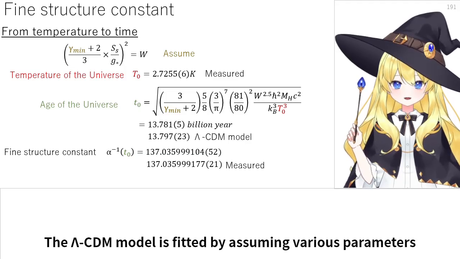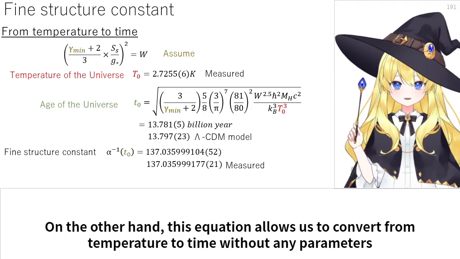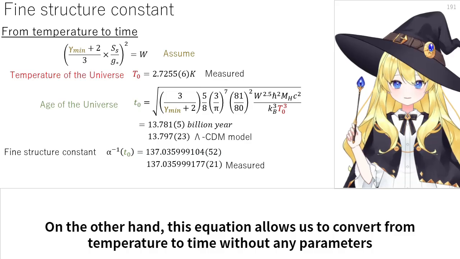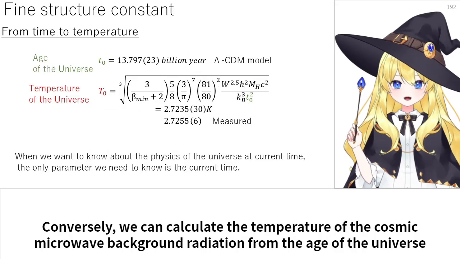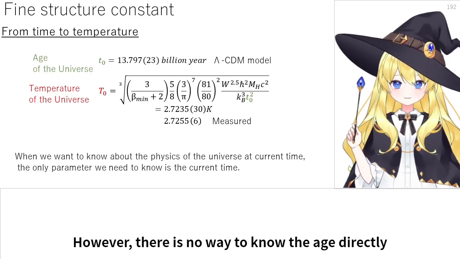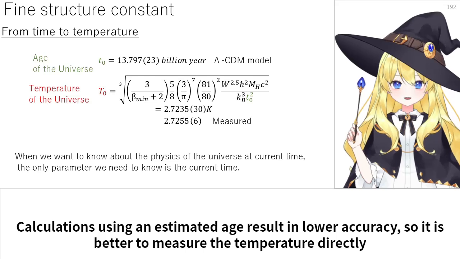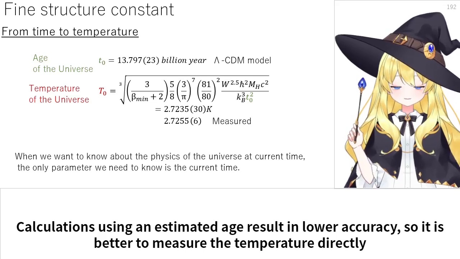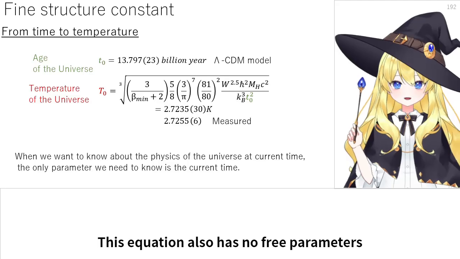The lambda CDM model is fitted by assuming various parameters. On the other hand, this equation allows us to convert from temperature to time without any parameters. Conversely, we can calculate the temperature of the cosmic microwave background radiation from the age of the universe. However, there is no way to know the age directly. Calculations using an estimated age result in lower accuracy, so it is better to measure the temperature directly. This equation also has no free parameters.